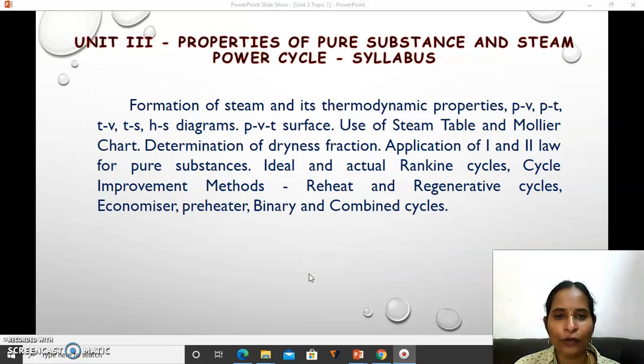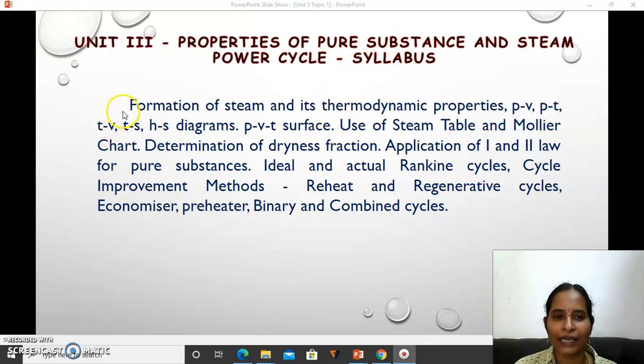Here in this slide you are just reading the syllabus for the third unit, that is properties of pure substances and steam power cycles. We can classify this unit into two major topics. First, we would be studying about the pure substances and their various properties, and in the second part we will continue with how the steam formed is utilized for power production in the power plants.